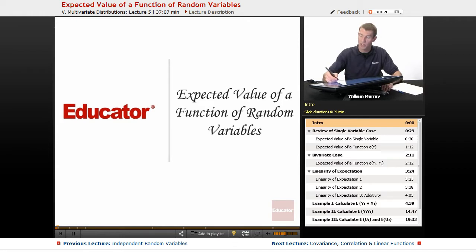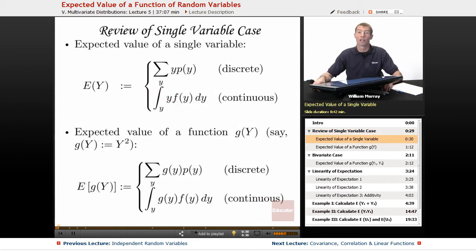So that's something that we've seen in the single variable case, and we'll see how the same ideas extend to the multivariable case. I do want to start by reviewing the single variable case because I think it'll make the definitions make more sense for the multivariable case. So this is kind of a review of stuff you've seen before.